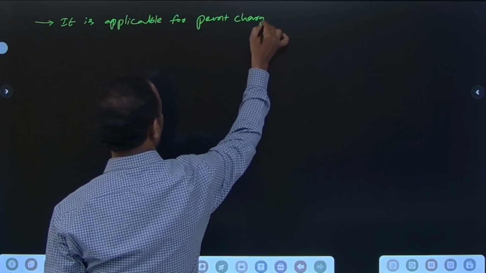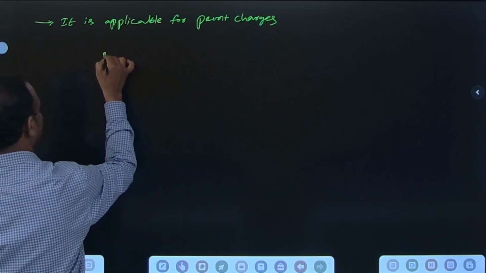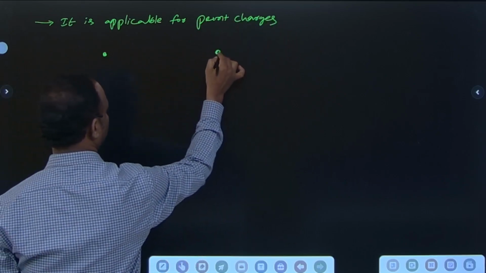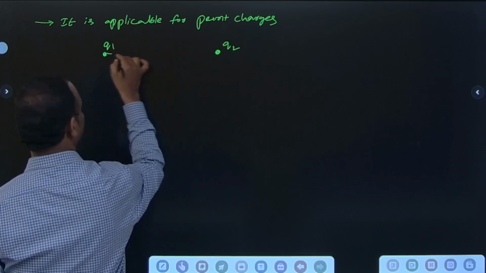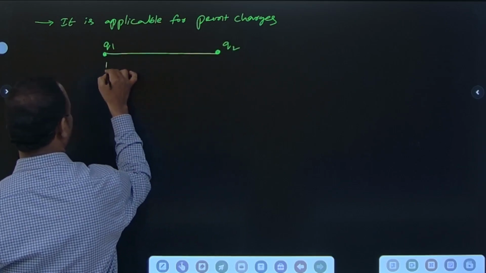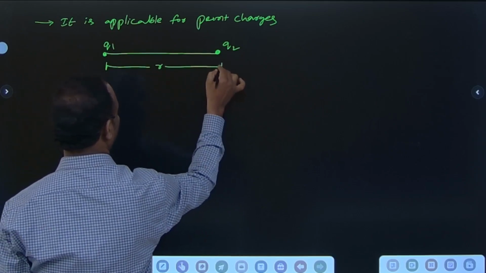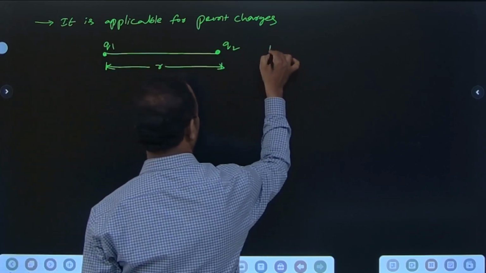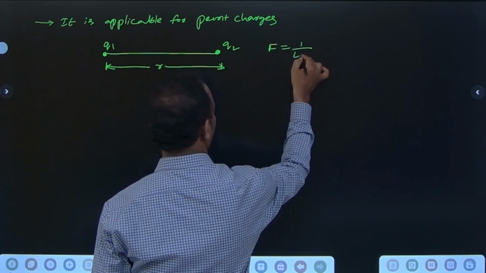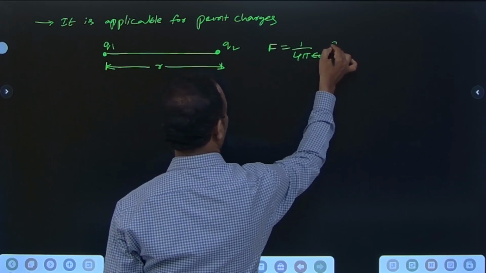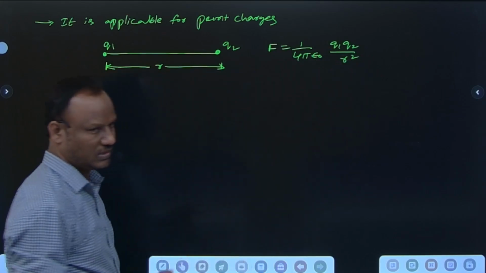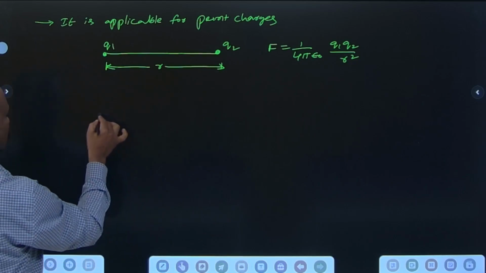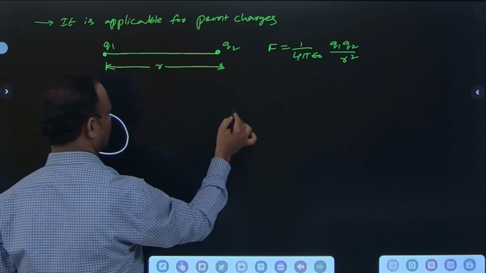Well, point charges means this is one charge, here is the next charge. It's Q1 and Q2. Distance of separation is what? This. What is this? It's R. Yes. So now I can write it as F is equal to 1 by 4 pi epsilon naught Q1 Q2 by R square.